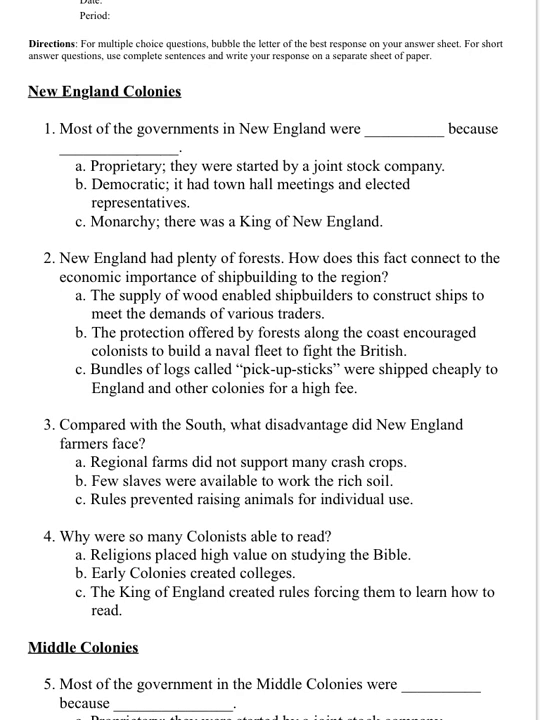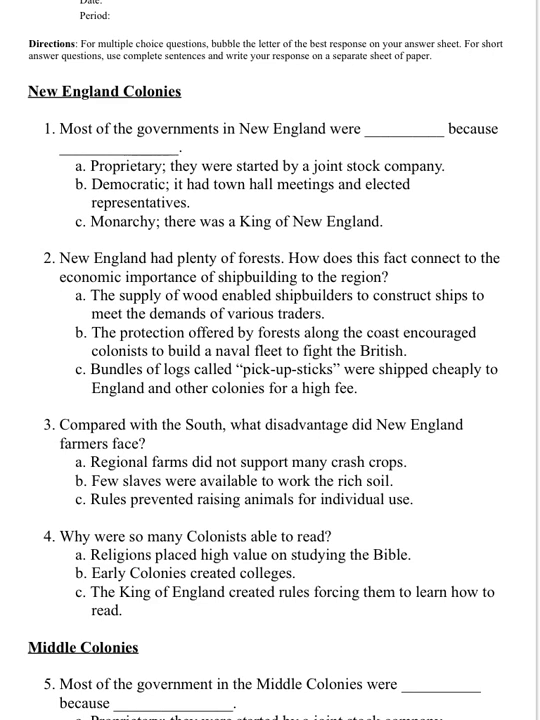So you're going to ask yourself, based on A, B, or C, which one makes the most sense when you fill in the blanks. Number 2, New England had plenty of forests. How does this fact connect to the economic importance of shipbuilding to the region?